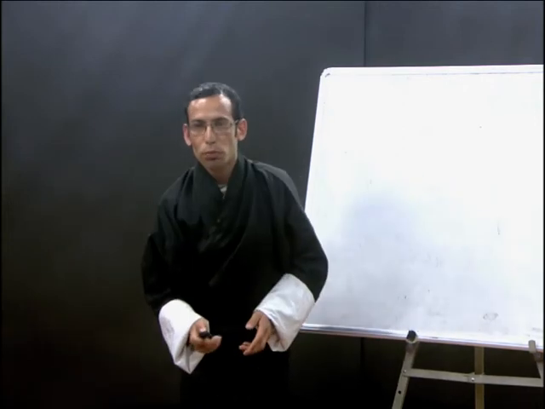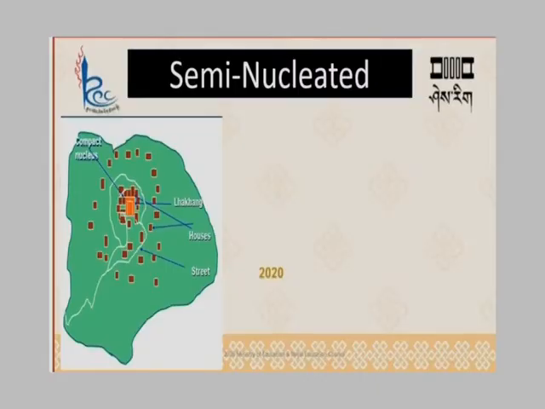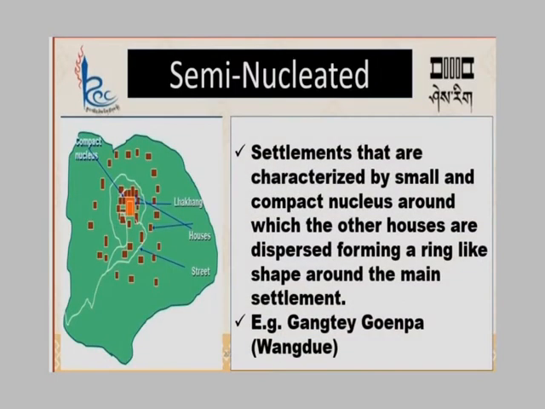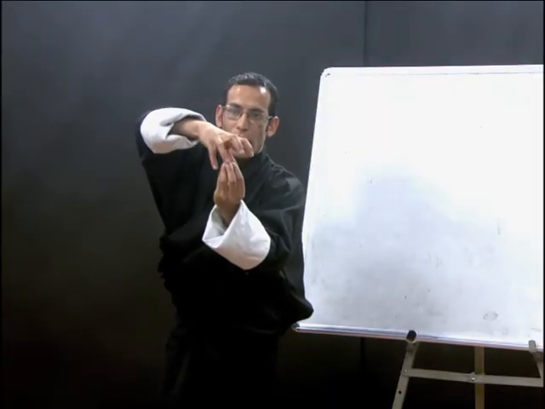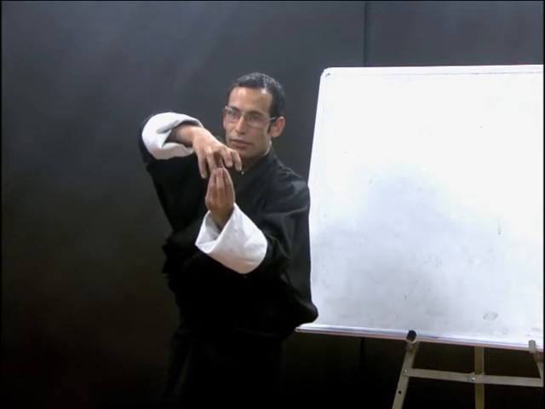Okay, now let's move to the next type of settlement, semi-nucleated settlement. Semi-nucleated settlements are characterized by a small and compact nucleus around which the other houses are dispersed, forming a ring-like shape. For example, look at this, this is the nucleus here in my hand. And you see, other houses are built on the surrounding, forming a ring, right?